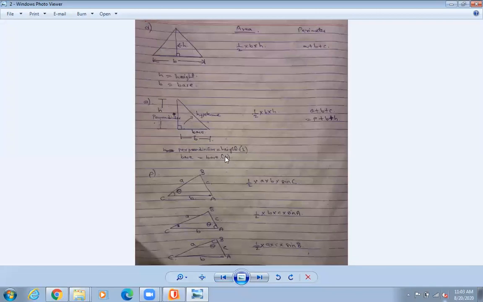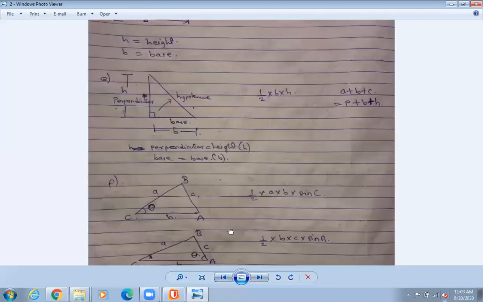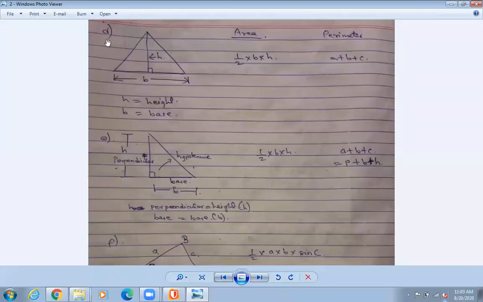Okay, so let us go to the next figure. Here, in case of this one, the name is not given. I have not written the name for this one. If there is any problem, you can ask me. So there is no name over here.